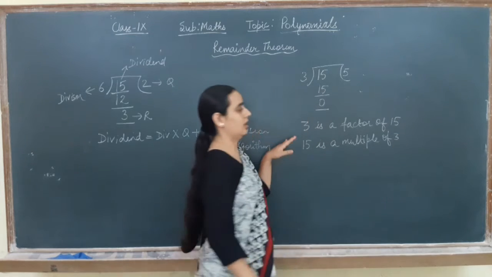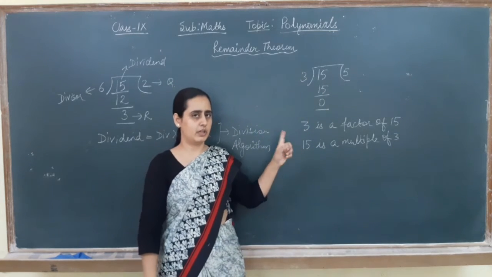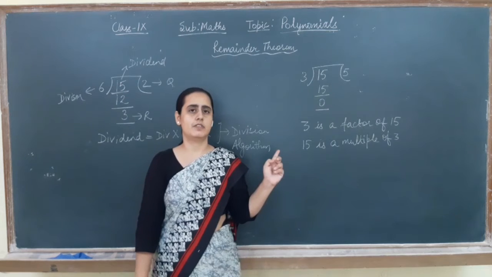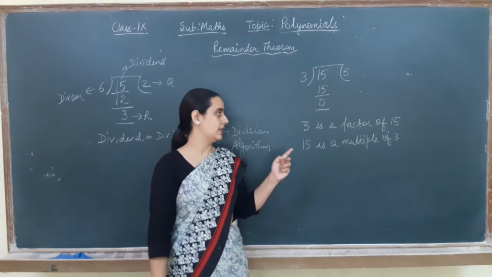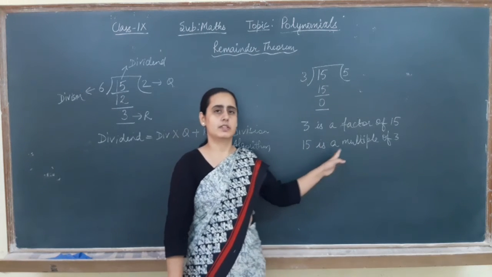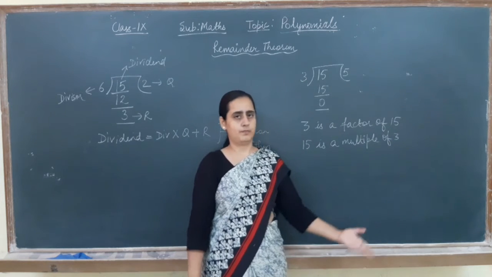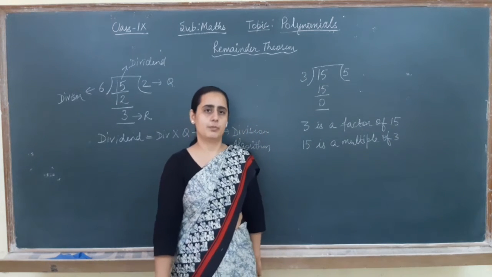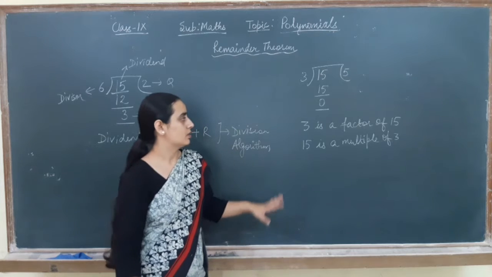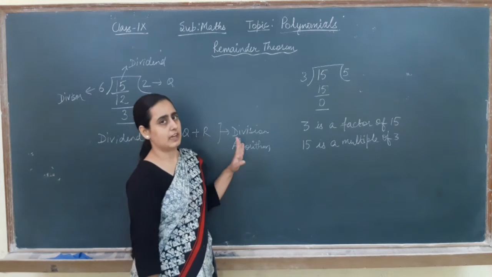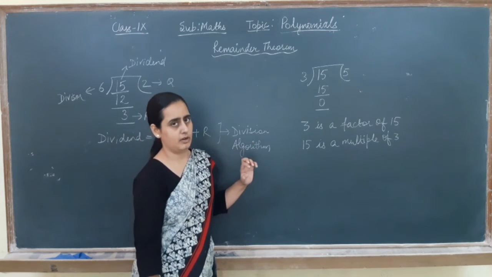Fine. The smaller number is always the factor of bigger number if after division remainder is 0, right? And the bigger number is always the multiple of smaller number, again in the same case if remainder is 0. Fine. So this is the relation between the factors, multiples and remainder.